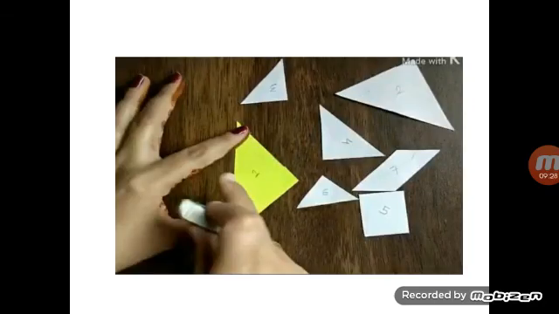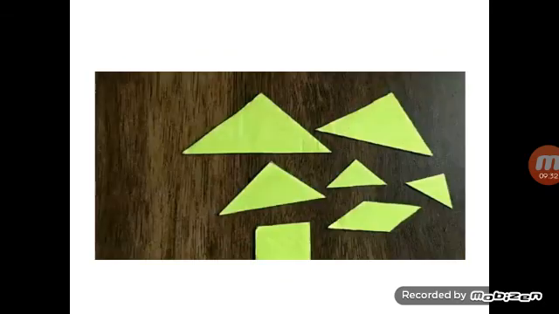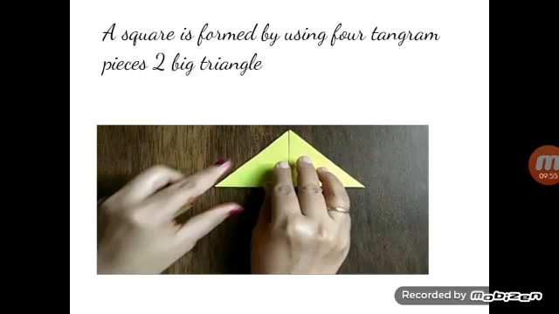Now at the back side of the paper you have to write the same numbers. Now you have to erase the numbers which were written on the front side, because we have written them at the back side and the front side is facing towards us. We have to show that. That's why we have to erase the numbers from the front side, but they should be there at the back side. Now here you can see a square is formed by using 4 tangram pieces.